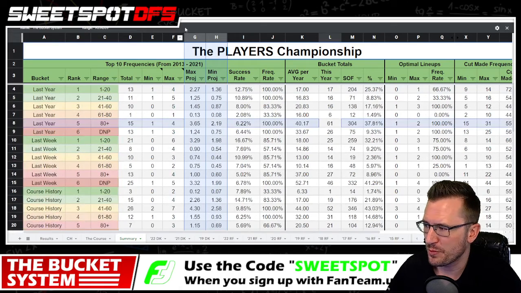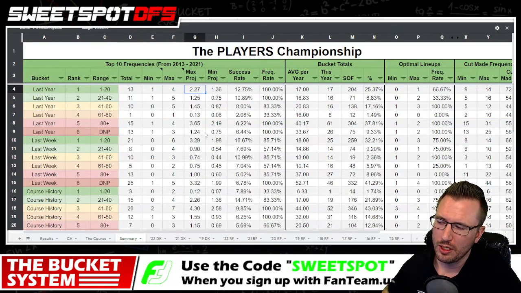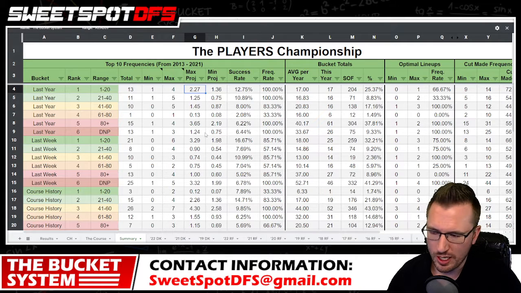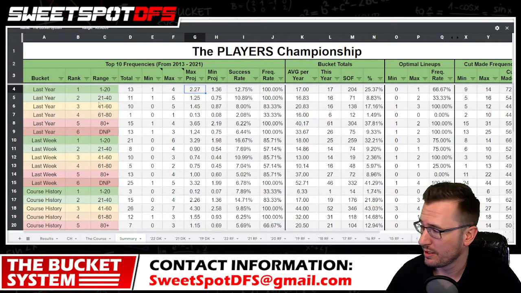It's all based off these projections. If you watch that older bucket system video, you could probably just throw that away because there's a lot of things that don't apply anymore.